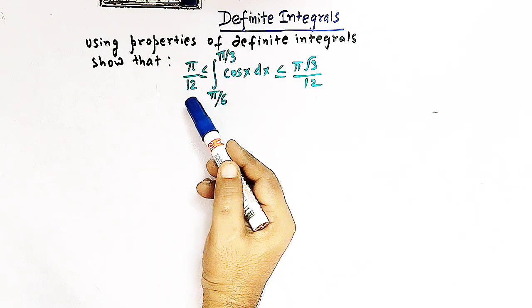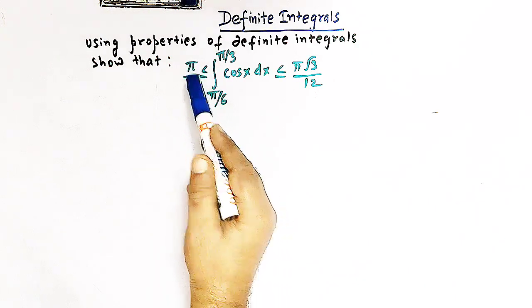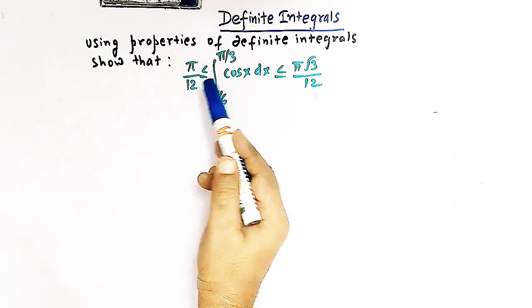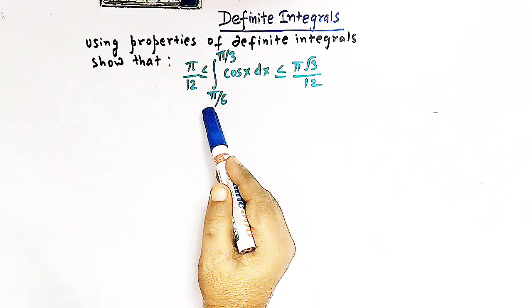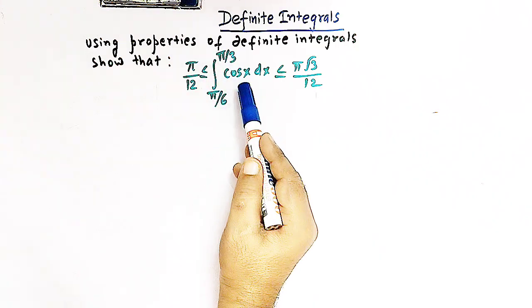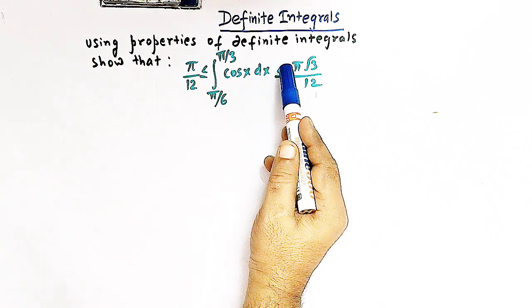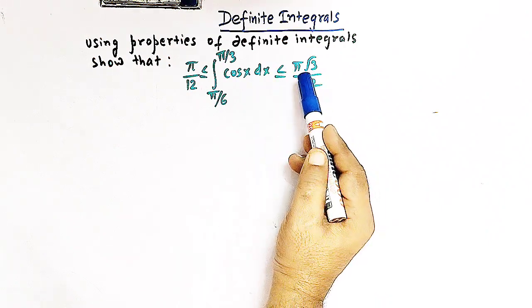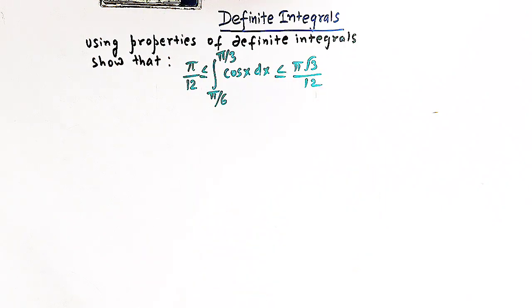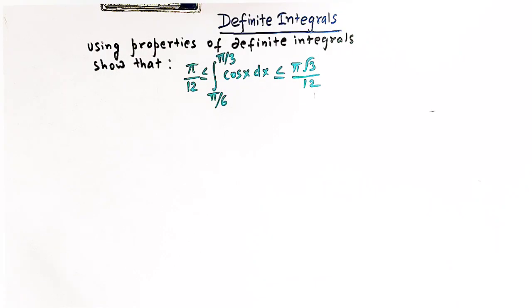So here we have to prove that pi over 12 is less than or equal to the definite integral from pi by 6 to pi by 3 of cosine x dx, and that is less than or equal to pi root 3 over 12. So viewers, this inequality can easily be established using an important property of definite integrals. So let us first see the statement of the property.